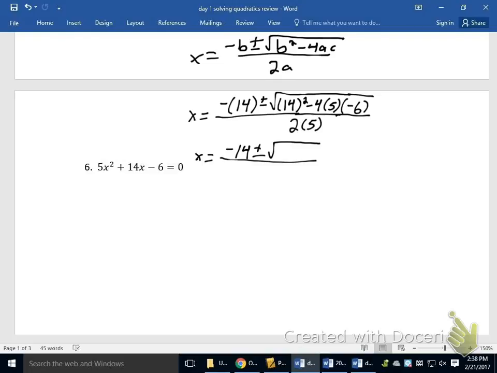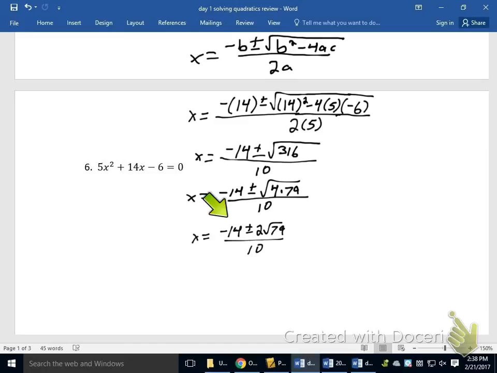So whenever I simplify the 14 squared minus 4 times 5 times negative 6, all I'm doing is I'm actually just typing all that in my calculator at one time. And 2 times 5 is 10 on the denominator. Now I have to simplify the root of 316. Now that's a little tougher, but what you end up getting is that the 4 goes into it 79 times. So I get 2 root 79. Negative 14 plus or minus 2 times the square root of 79 over 10.